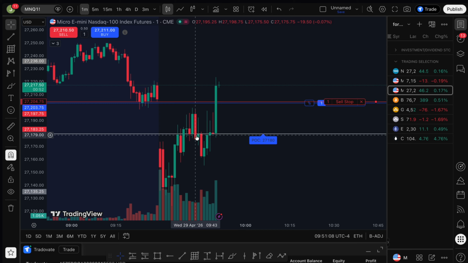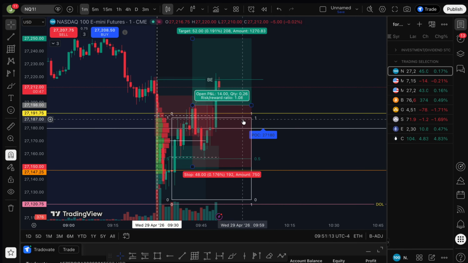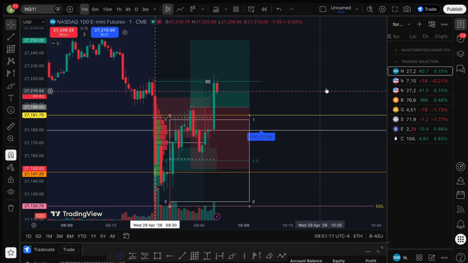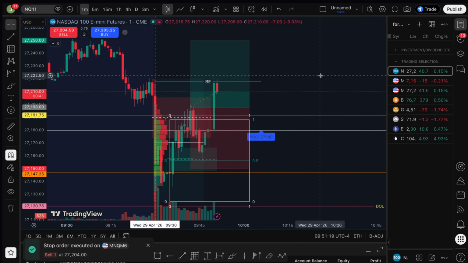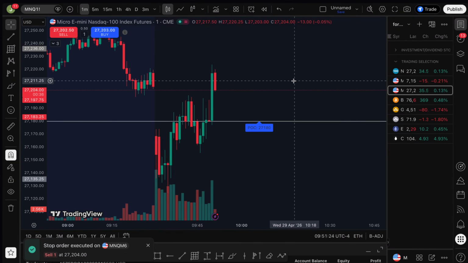I was hesitant because if we look onto right here, these three wicks were kind of getting me nervous. We might hit break even real quick actually. Yeah, break even. Stop filled. So that was a quick trade, break even day.